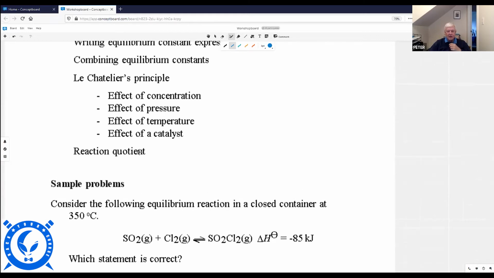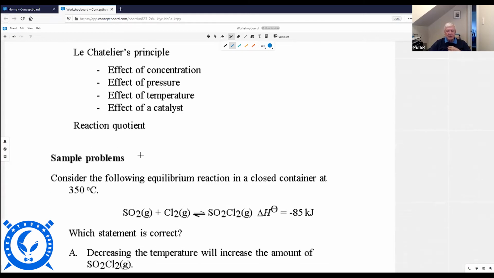And I showed you how you can use a reaction quotient to get an idea whether you are at equilibrium or whether you have to shift right or left to attain equilibrium.